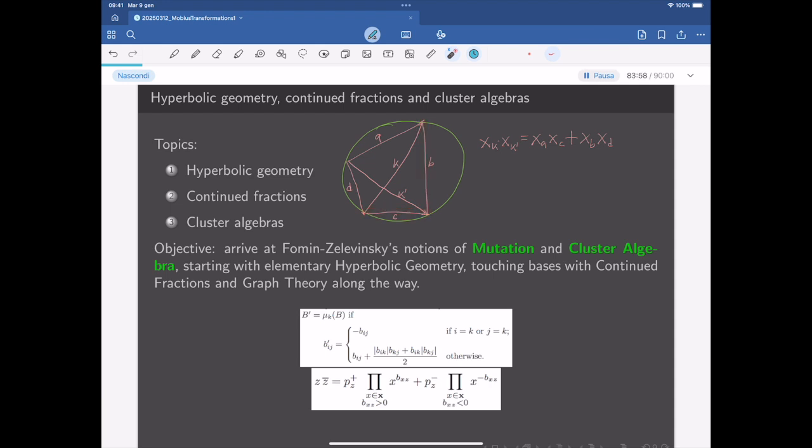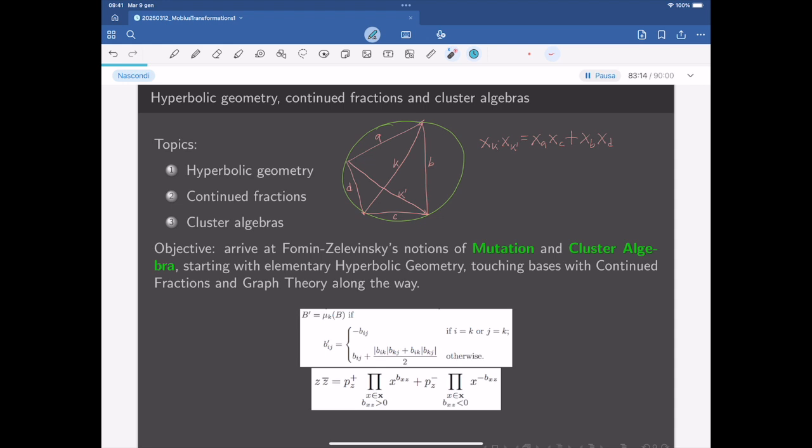Then in the end we are going to see that we've done some work already to relate the hyperbolic plane to the notion of continued fraction, and then we're going to see that for a continued fraction, one can define a certain bipartite graph whose perfect matchings give you the expression of the continued fraction.